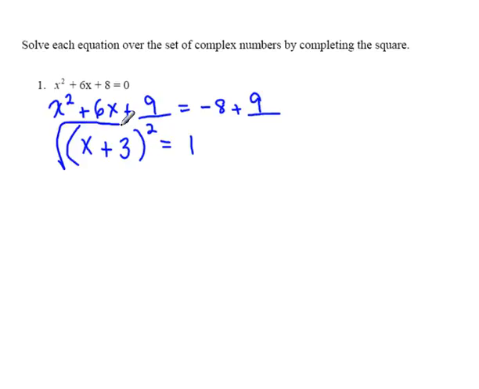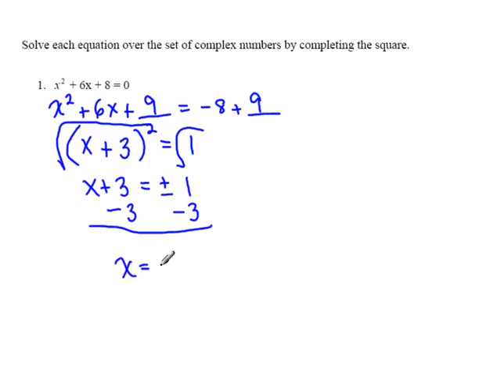So to get rid of the squared, we take the square root of both sides. Well, the square root of a squared is just going to give you x plus 3. And don't forget on this side we're taking the square root, so we need to take into account both the positive and the negative. So that would be plus or minus 1, because the square root of 1 is plus or minus 1. So now we'll solve this equation by subtracting 3, and we have two possible answers. Positive 1 minus 3, well that's negative 2. Negative 1 minus 3, that's negative 4. Those are the two answers to that problem solved by completing the square.